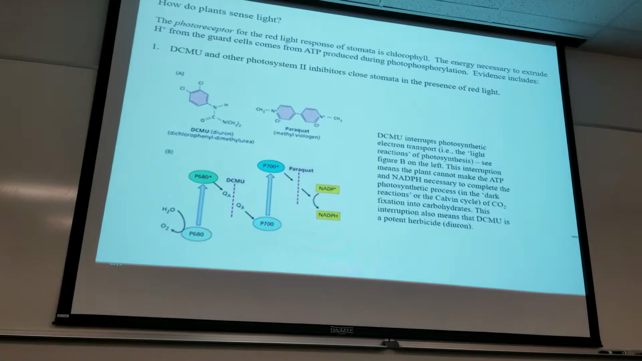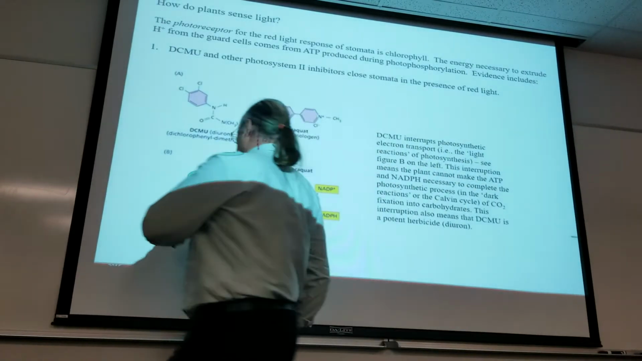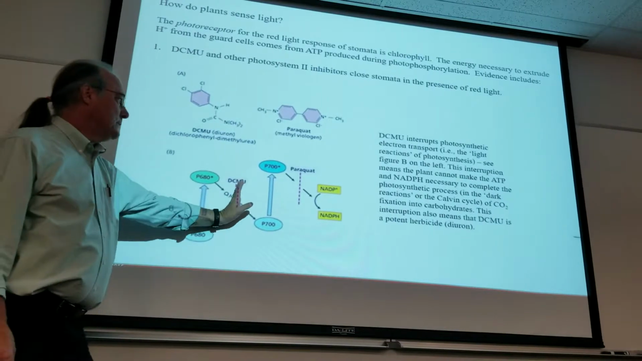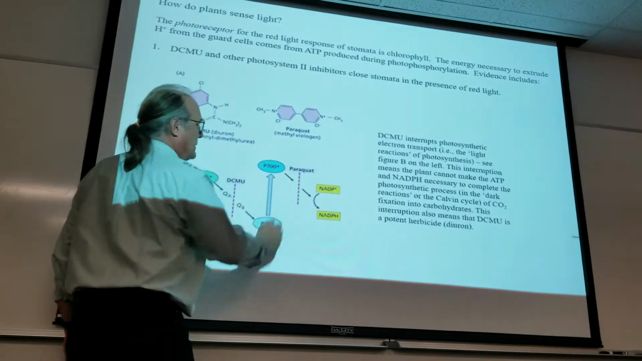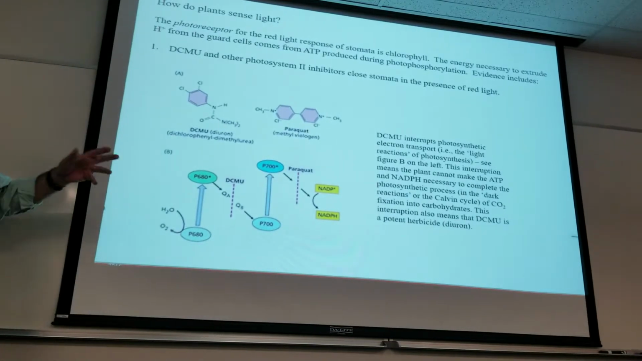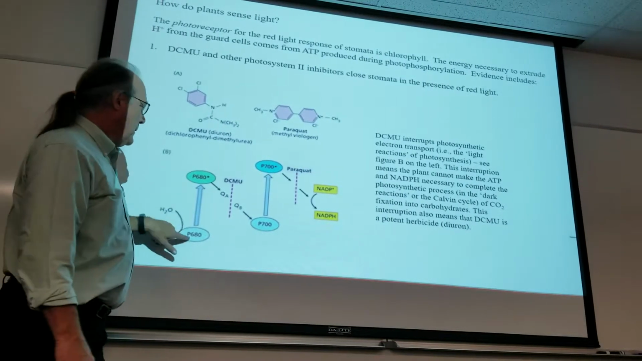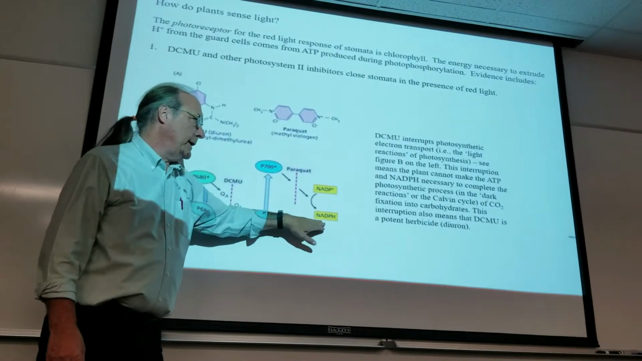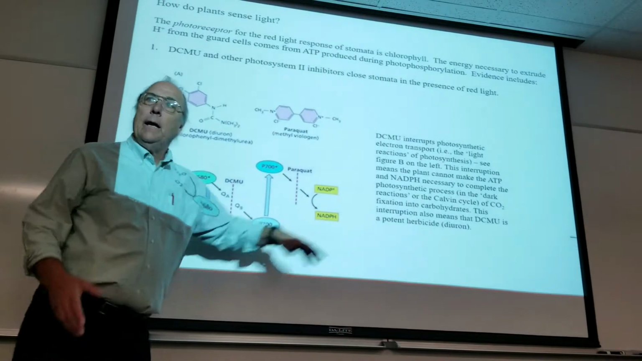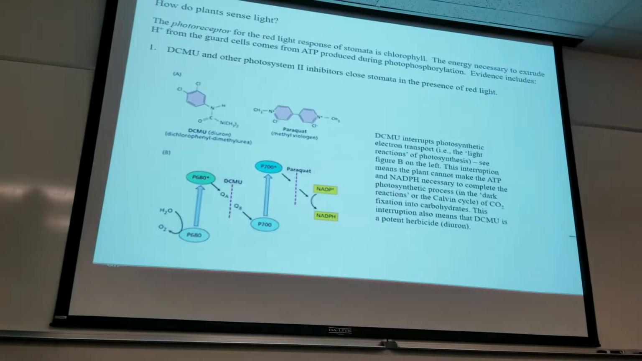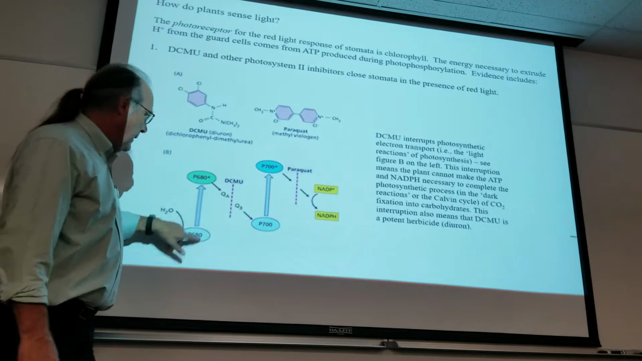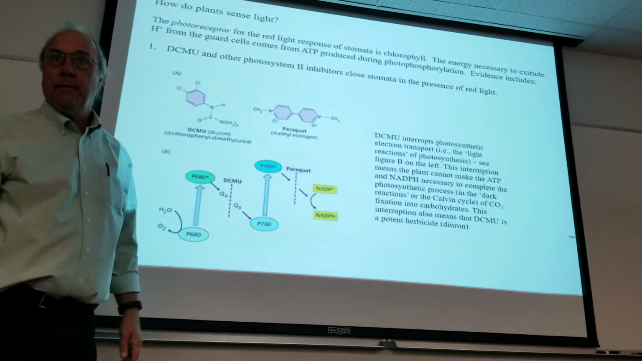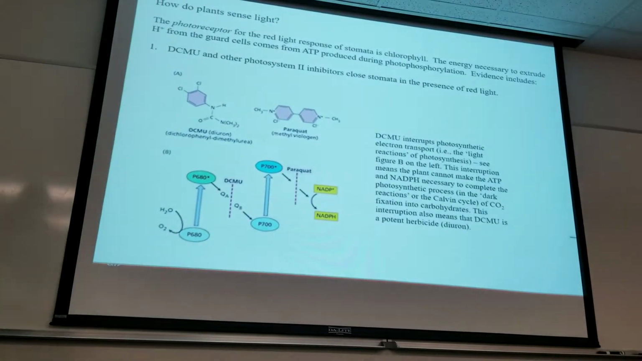All right, so here's a simple Z scheme of electron transport. Here's where DCMU blocks, and paraquat blocks over here. In the normal transport of electrons this way, we make NADPH, and we make a lot of ATP. That production of ATP by this scheme is called photophosphorylation, and that's a source of energy.